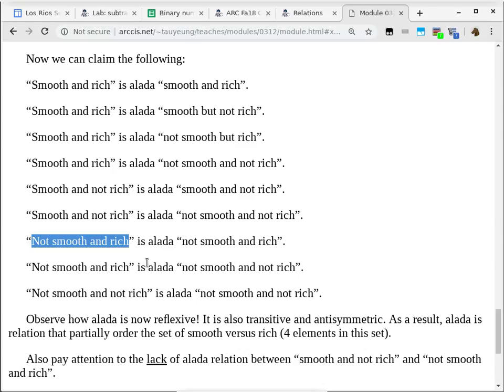Yep. Question? Smooth and not rich was E and, or no, there is no smooth. Yeah, smooth and rich. Yep. And that is why you cannot show that it is not antisymmetric.